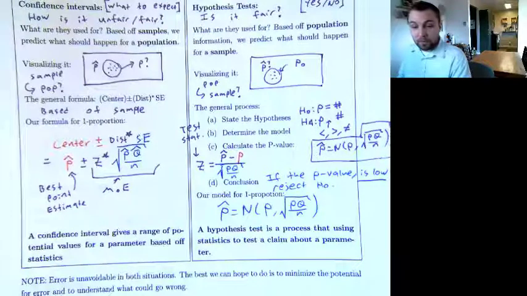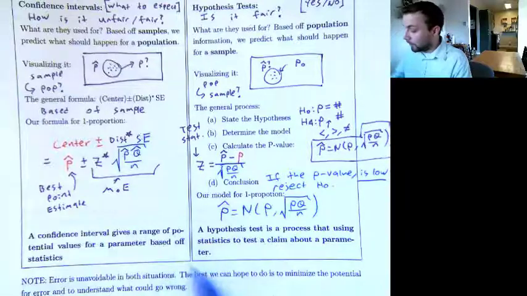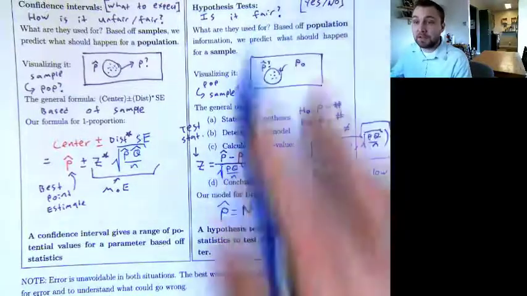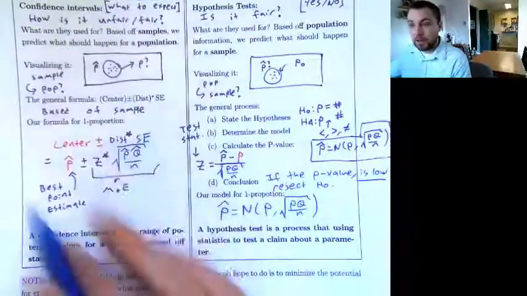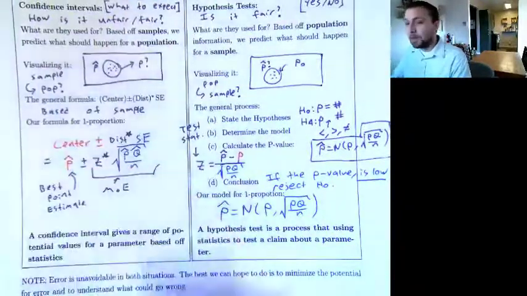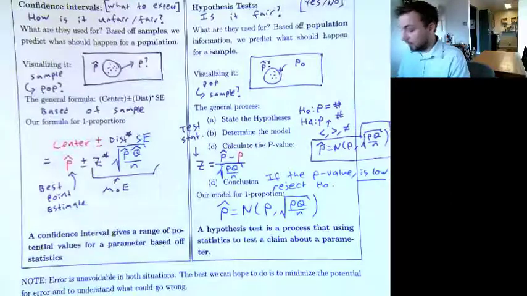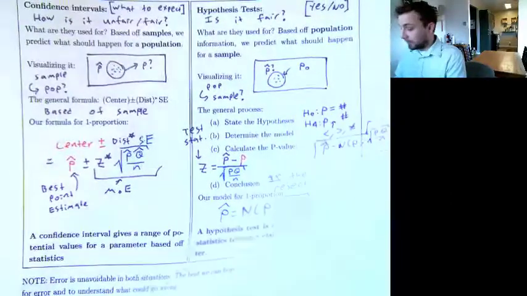So error is unavoidable in both these situations. My other big goal is to make sure that whatever process I do here, if something is telling me that it's fair, it also tells me that it's fair when I'm doing the confidence interval. So I'm hoping my numbers for these two processes match up. Let's take a look and see what's going on.